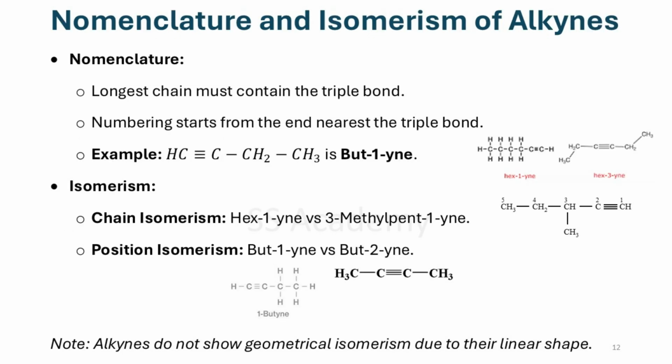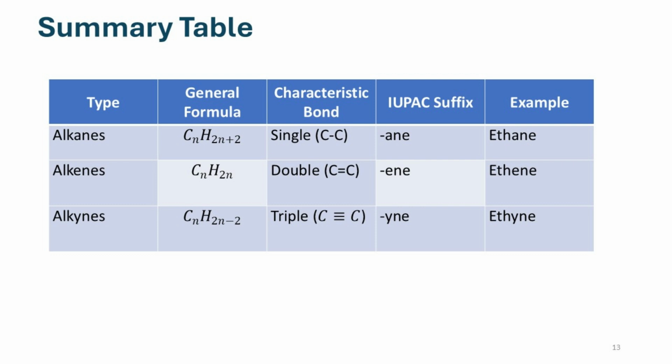Nomenclature for alkynes follows the same logic as alkenes. The triple bond gets priority in numbering, and we use the suffix -yne. Interestingly, because alkynes are linear, they cannot show geometrical isomerism like alkenes do. They mostly stick to chain and position isomerism.